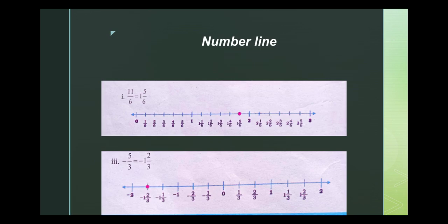Number line. A number line has two parts: from 0 to the right is positive, and from 0 to the left is negative. If we have a positive number, then we represent it on the number line from 0 to the right. If we have a negative number, then we represent it on the number line from 0 to the left.